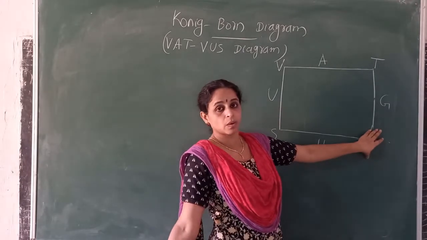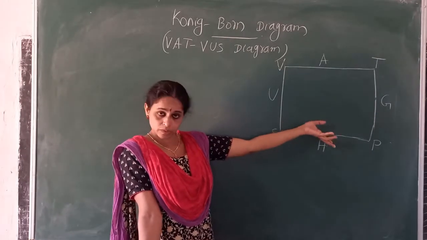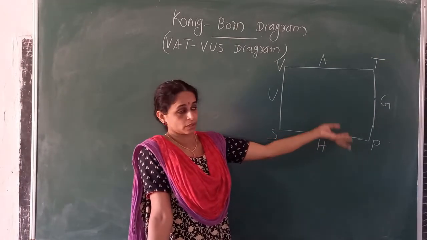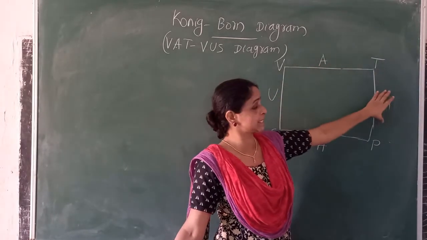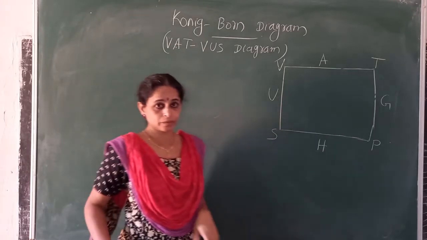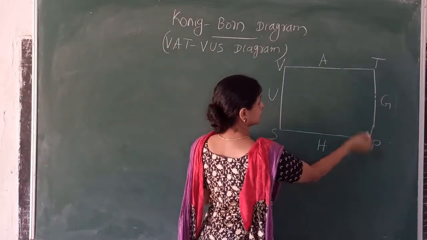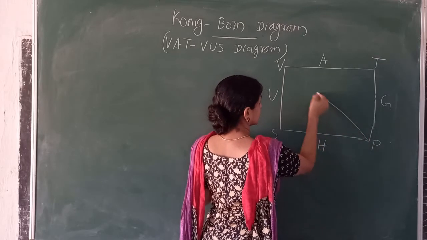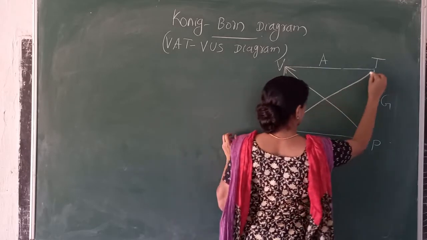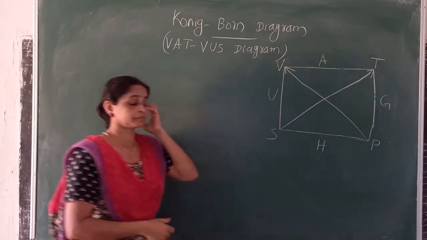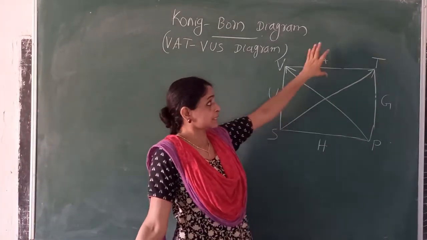The thermodynamic coordinates are written on the corners of this rectangle or square, whatever you may draw it like. Then the thermodynamic potentials are written at the center of each side. There are also two arrows: one is the arrow from P to V, and the other is from S to T. This is the VAT VUS diagram.